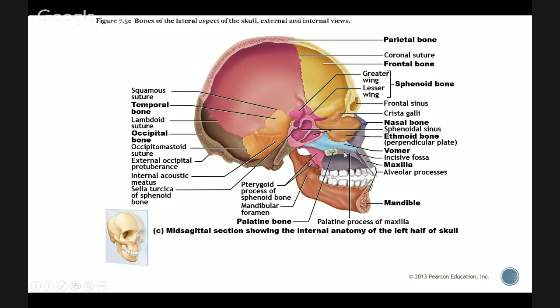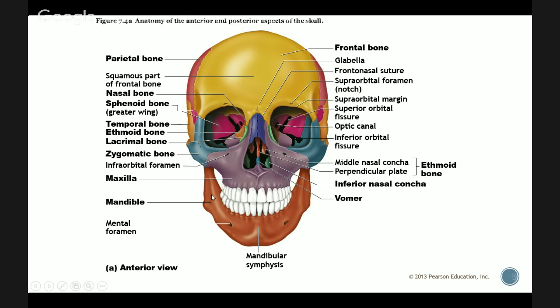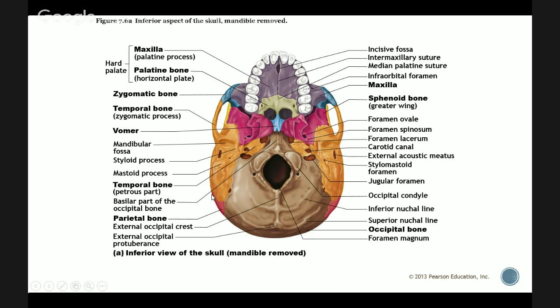You can see here where I was saying the maxilla forms the anterior 2/3 of the hard palate. Here's the palatine bone, which makes up the posterior. Sphenoid goes all the way down here. Temporal. Here's the parietal. Here's the occipital. Here's the frontal, and then here's the mandible. Inferior view of the skull.